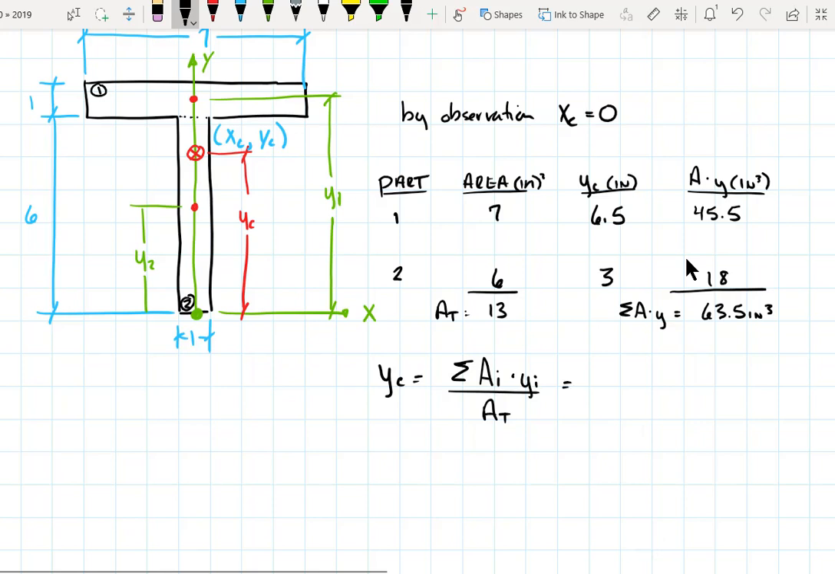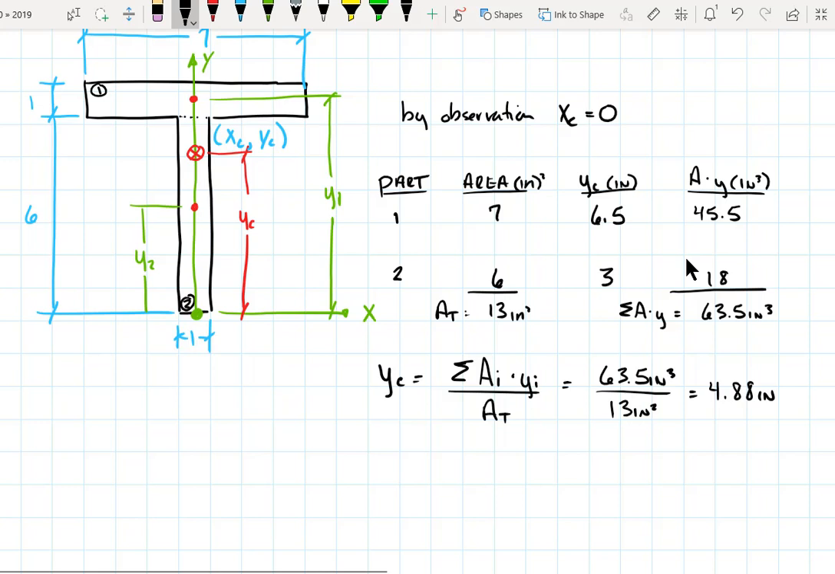Then I just plug in these numbers: 63.5 inches cubed over, these are inches squared because they're an area. And I'll get, let's see, 4.88 inches. And then I go back to my chart over here, and I kind of drew it in the right spot. I drew it at 1, 2, 3, 4, 5, more or less, and it's 4.88. So I can be convinced that 4.88 is the location of the y coordinate for this centroid.